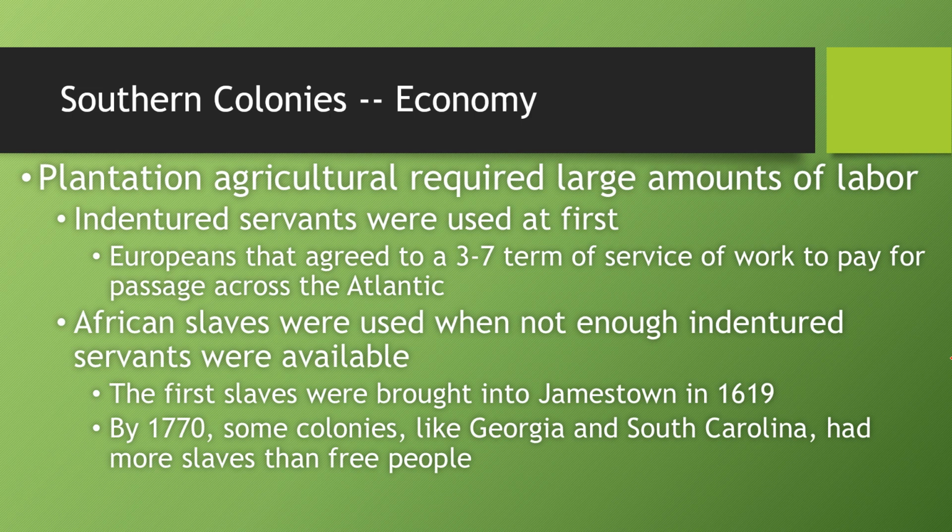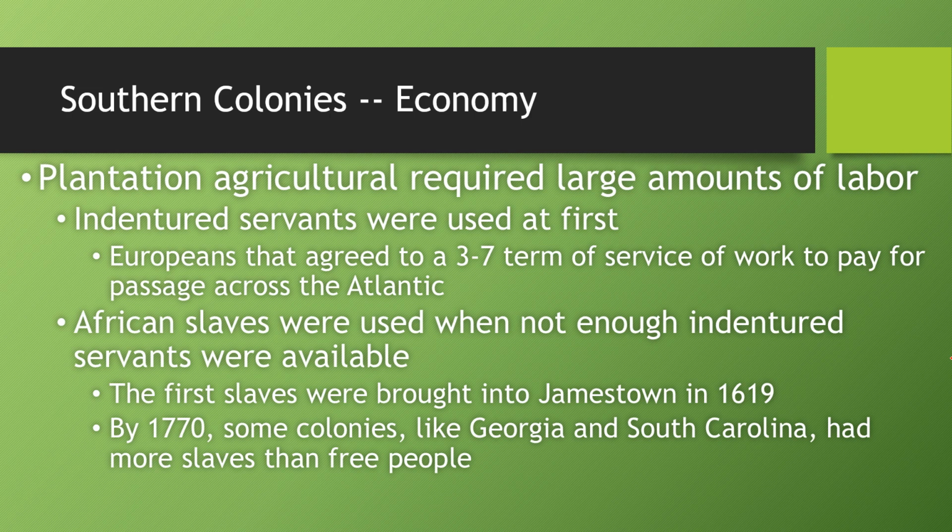So the first means to deal with the labor shortage were indentured servants. Indentured servants were people who were usually poor. They were European. They would agree to a 3 to 7 year term of service to work to pay off their passage across the Atlantic, because it was very expensive at that time to travel across the Atlantic. For all intents and purposes, they would be property. They would be owned kind of like slaves.